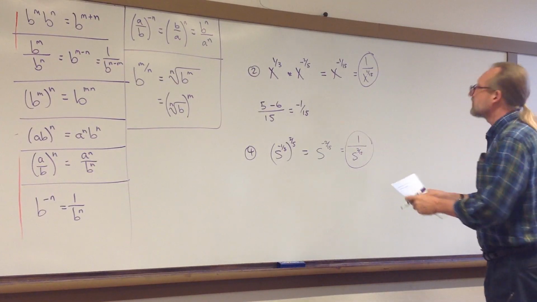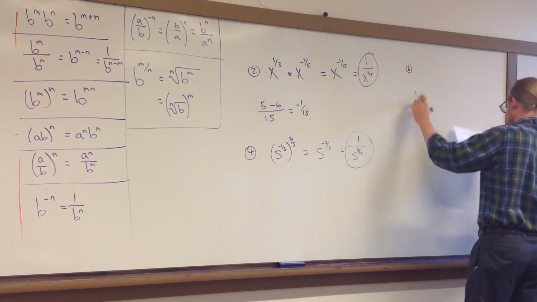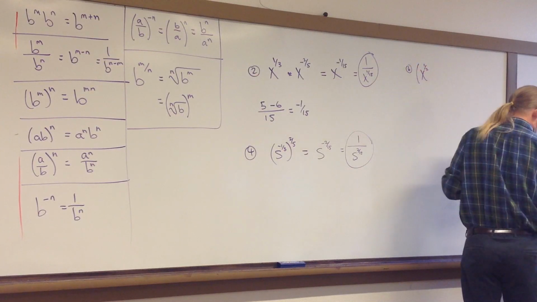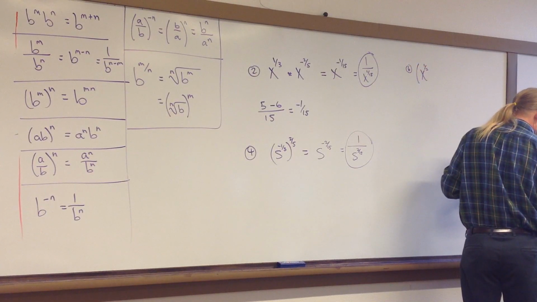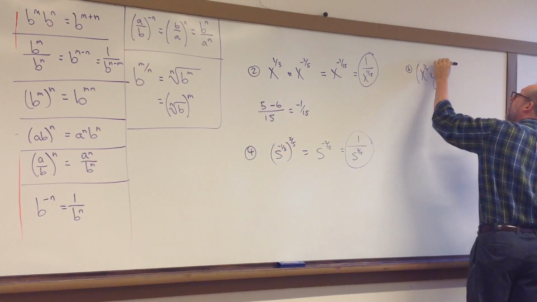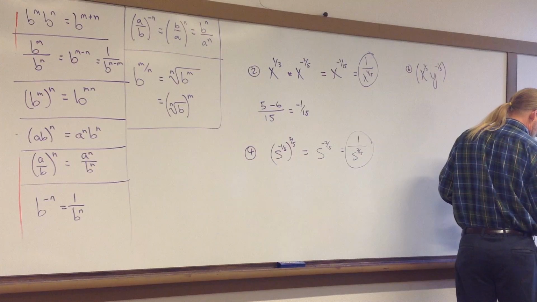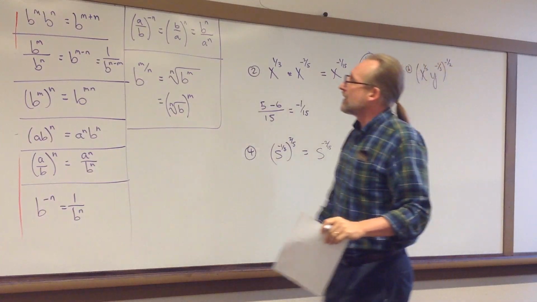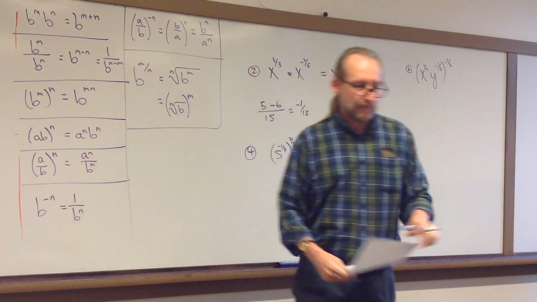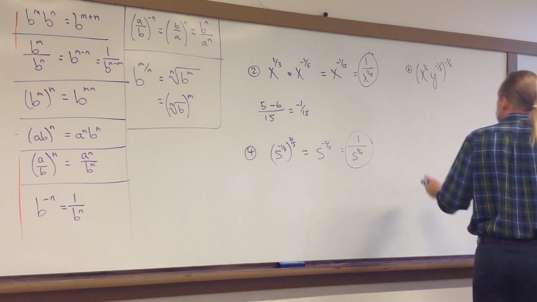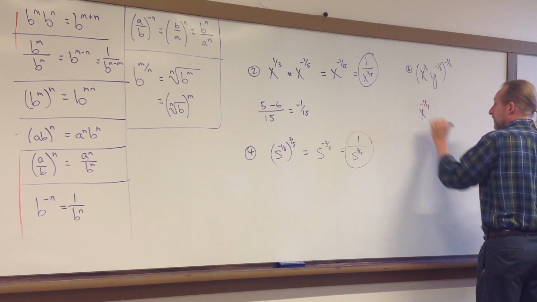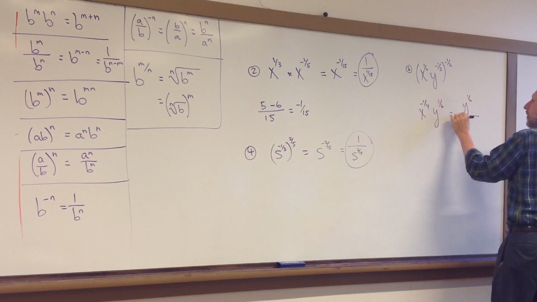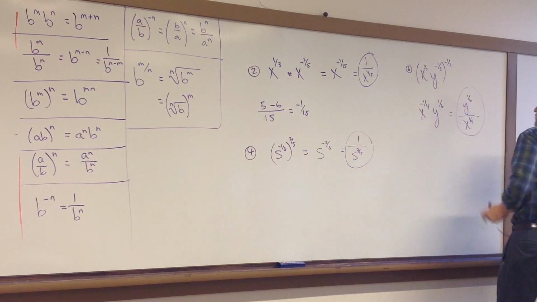Okay, let's see here. What else? Well, let's look at number 6. We start out, what is that? X to the 1/2 and y to the negative 1/3, and then that's all being raised to the negative 1/2 power. Okay, so that's a combination of this property along with this property. And so we just want to apply those. That'll be x to the negative 1/4, y to the positive 1/6, or y to the 1/6 over x to the 1/4.